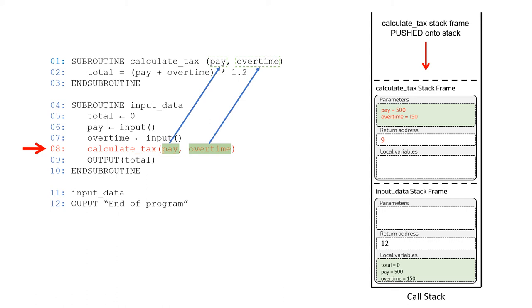Now the first thing to note is we obviously have to put in a return address. When we're finished executing calculate_tax, we're going to return to line 9. So you can see we've done that there. But we're also passing in two parameters to this subroutine. We're passing in the contents of pay and overtime from the input_data stack frame. These get passed into the parameters pay and overtime of the calculate_tax stack frame. You can see here that this is a copy. So although we have variables that have the same name in the program, our code can cope with this because in essence, it's seeing them as totally separate. Pay and overtime in the input_data stack frame are totally different to pay and overtime in the calculate_tax stack frame. So we've passed in 500 and 150 and we've stored them in the parameters of the top stack frame.